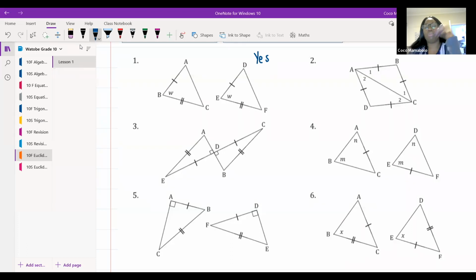Remember, guys, SSA is not a rule. It's not a rule. Which one is it? Tabang, what do you think? It's not SSA. What is it, Tabang? It's side angle side, ma'am.